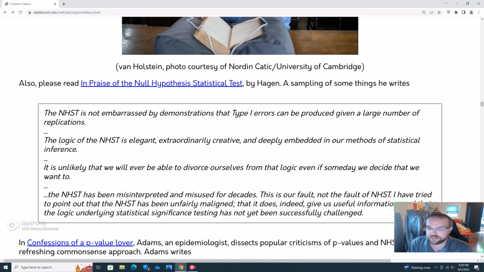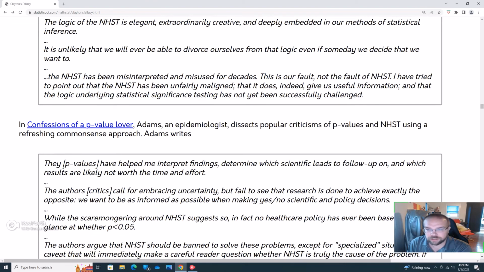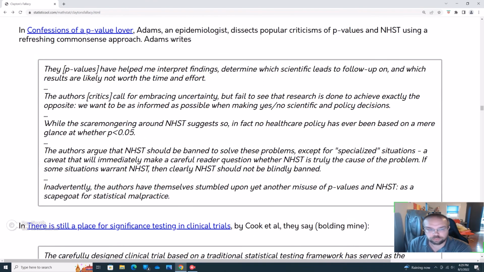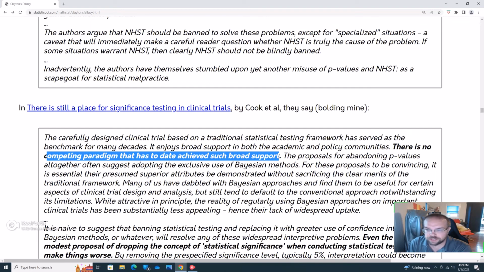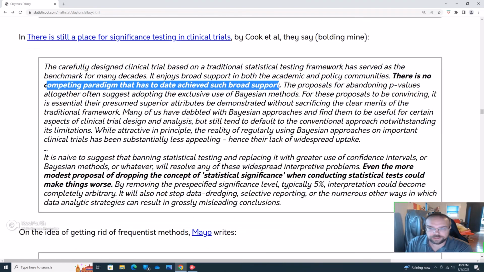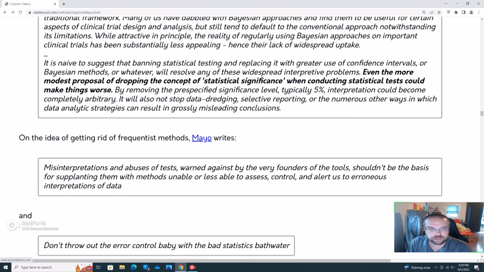Now there are some articles by scientists and others talking about how important null hypothesis statistical testing is. Hagen has one; I suggest you check that out. Adams, an epidemiologist, talks about how important they are. Cook and others say there is no competing paradigm that has to date achieved such broad support. Even the more modest proposal of dropping the concept of statistical significance could make things worse.